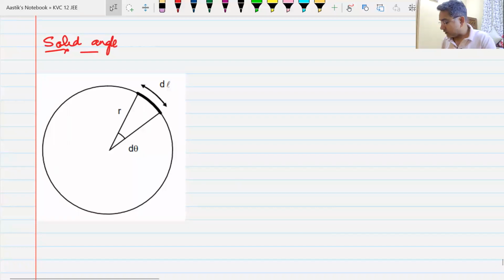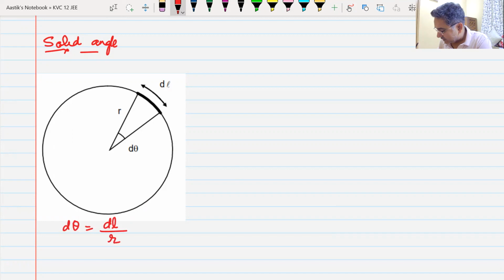This is what a plane angle is. The angle subtended by any arc of a circle at the center, that is the plane angle, and everyone knows if this arc length is dl and the radius is r, the small plane angle d theta will be dl by r. This is not solid angle, this is plane angle, the angle that we always use.